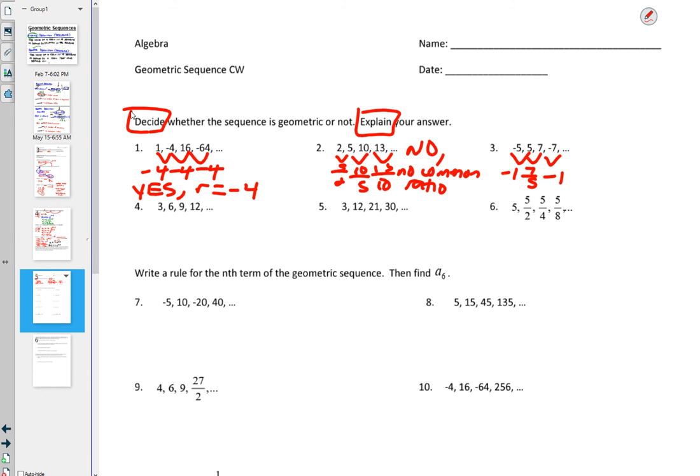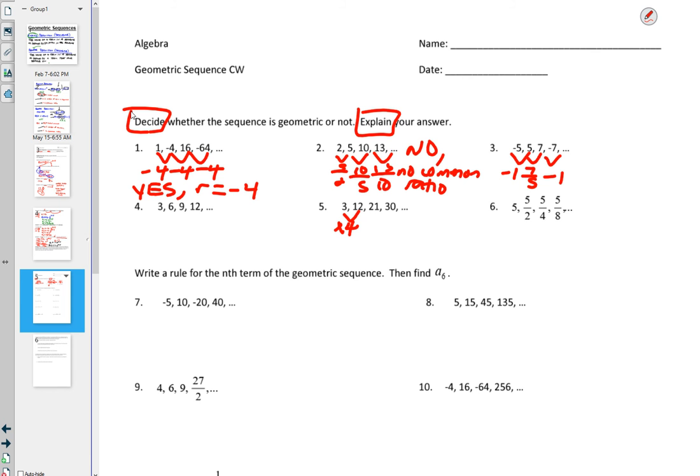So we're gonna finish this quickly as we can. I'm not gonna write the rest of these. I'll just do these verbally. The next one, is it geometric? Yeah, I can tell by looking at it, because from 3 to 12, I know it's times 4 if it were to be geometric, but 4 times 12 is not 21.